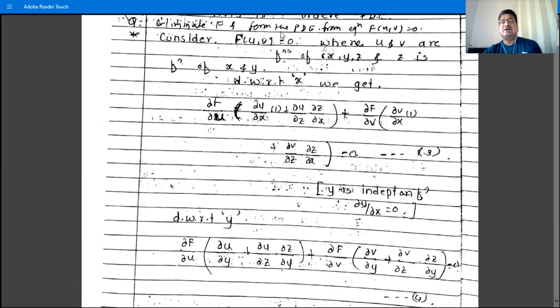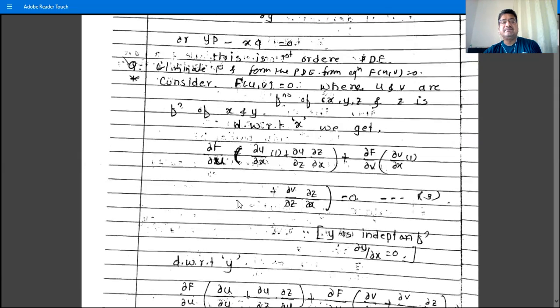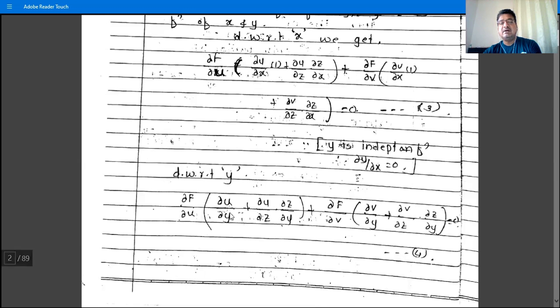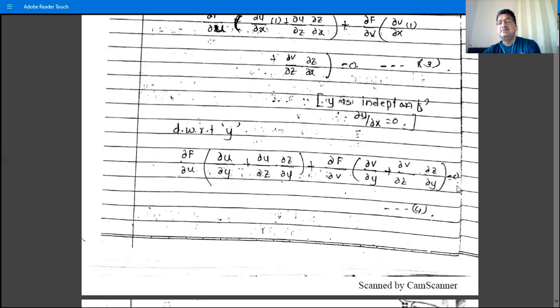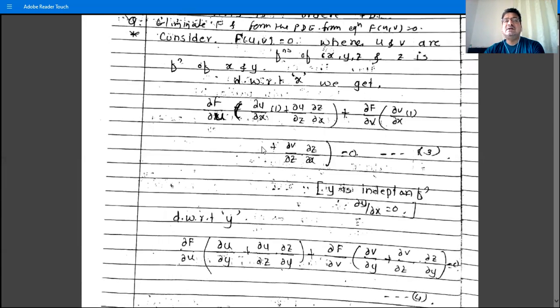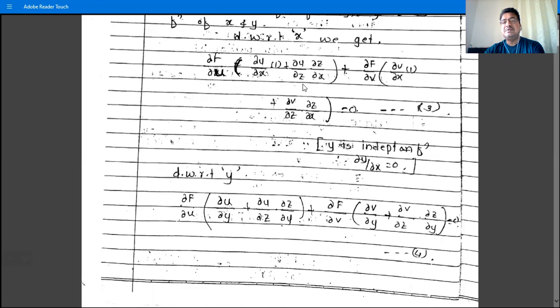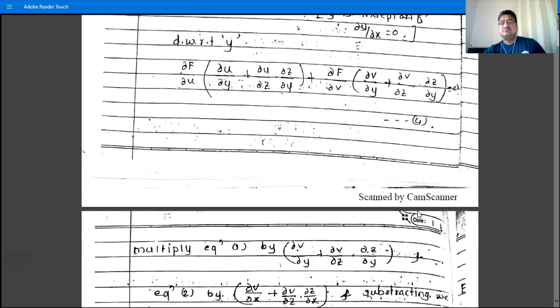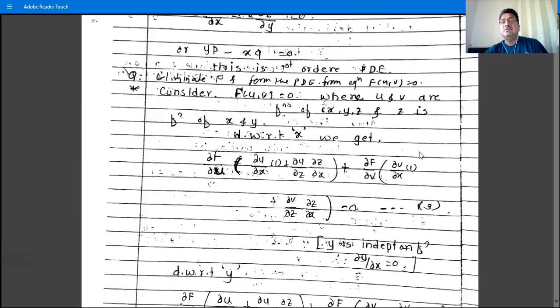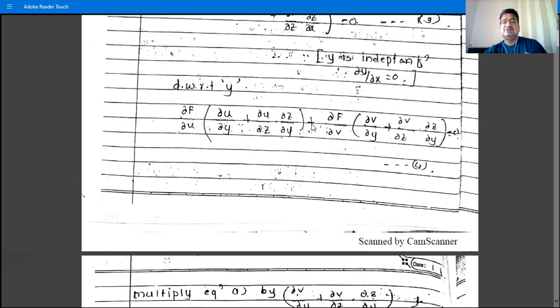Then we have to differentiate this equation f of u, v equal to 0 with respect to y. So ∂f/∂u times ∂u/∂y, where first term ∂u/∂x times ∂x/∂y is 0, then ∂u/∂y times ∂y/∂y is 1, plus ∂u/∂z times ∂z/∂y, plus ∂f/∂v. Similarly, ∂v/∂y times ∂y/∂y is 1, and ∂v/∂z times ∂z/∂y. This is the derivative of the function f of u, v equal to 0 with respect to x and with respect to y by using the chain rule. Suppose these are equations 3 and 4. The given equation f of u, v equal to 0 is equation number 1.